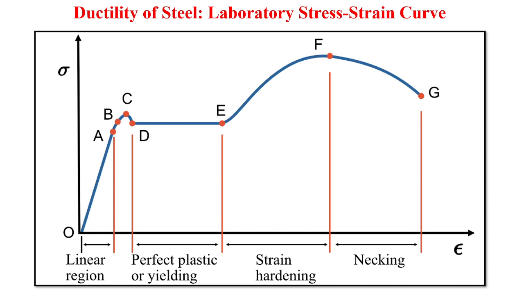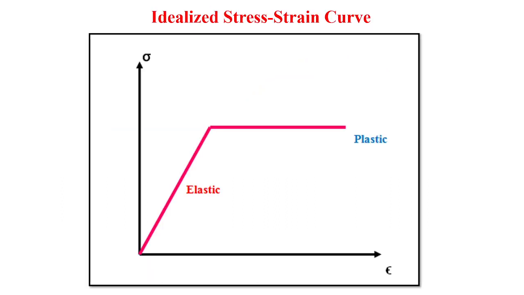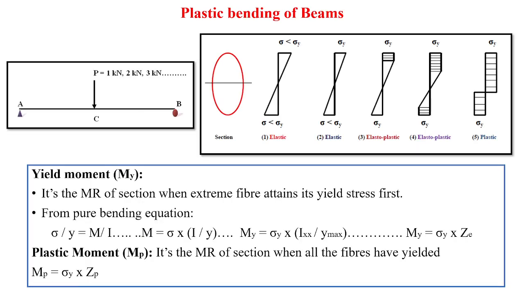Now again, let us go to the next slide, that is the idealized stress strain curve of mild steel. Just now we saw the laboratory stress strain curve, but we use the idealized stress strain curve in plastic analysis, where the initial portion is elastic and then the graph is assumed to be flat, so that is the plastic region. So that shows the idealized stress strain curve. Now let us go further.